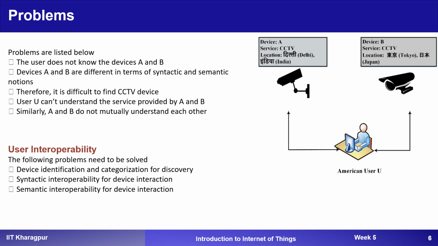Next topic is your user interoperability. So the problems that exist in user interoperability are, first one is your device identification and categorization for discovery. Second one is your syntactic interoperability for device interaction. And third is your semantic interoperability for device interaction.